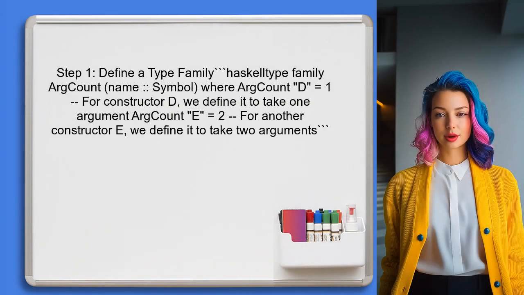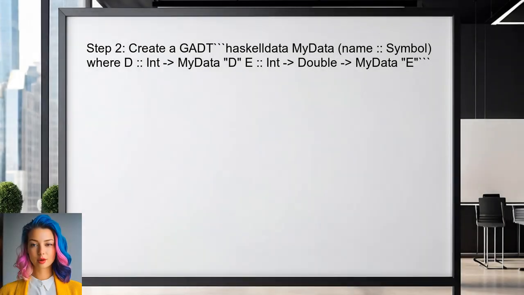To achieve a constructor with a variable number of arguments based on its name, the user can utilize a combination of GADTs and type families. First, they should define a type family that maps the constructor name to the number of arguments. Next, the user can create a GADT that uses this type family to determine the constructor's arguments. This allows the constructor to adapt based on its name.